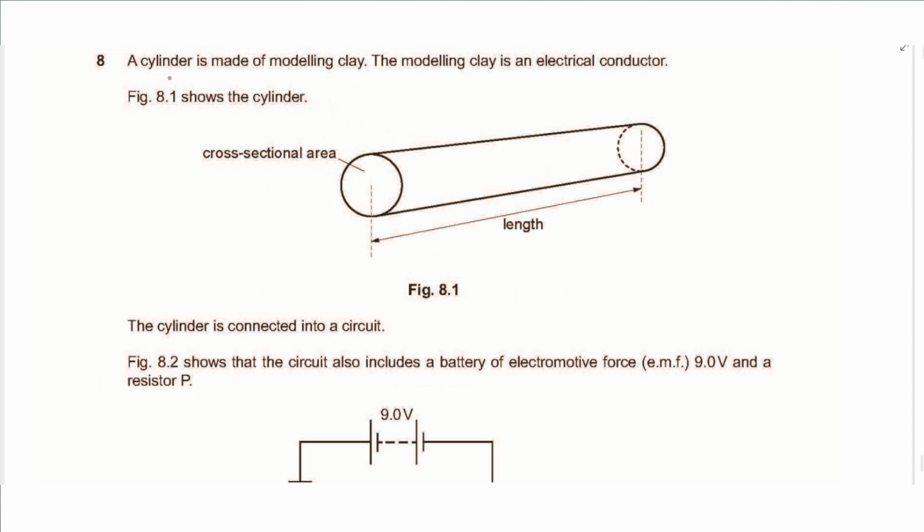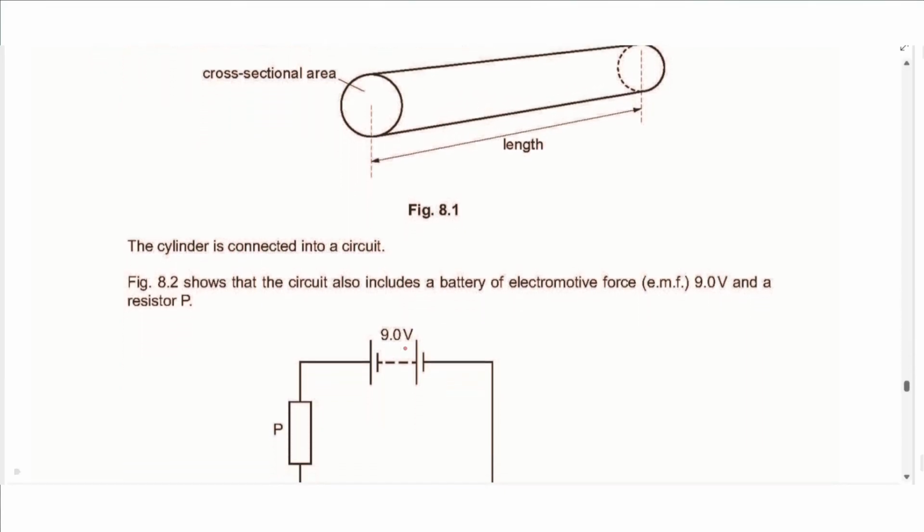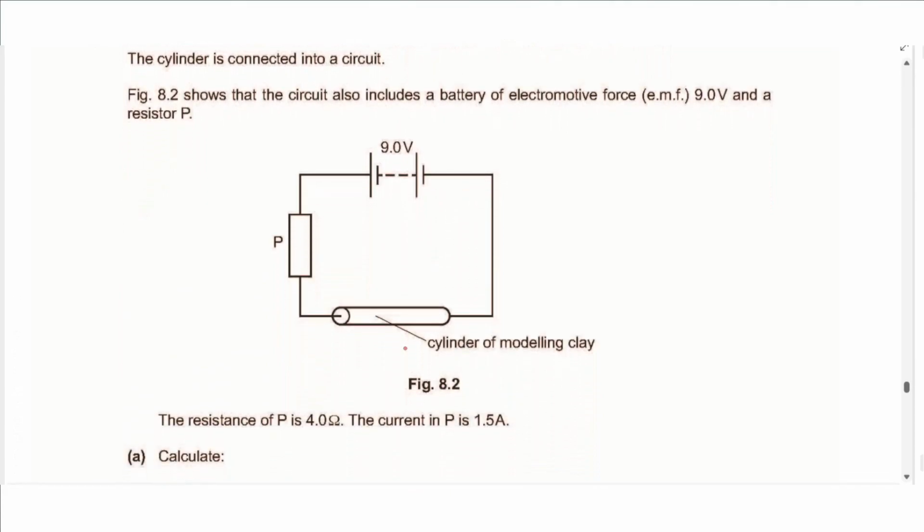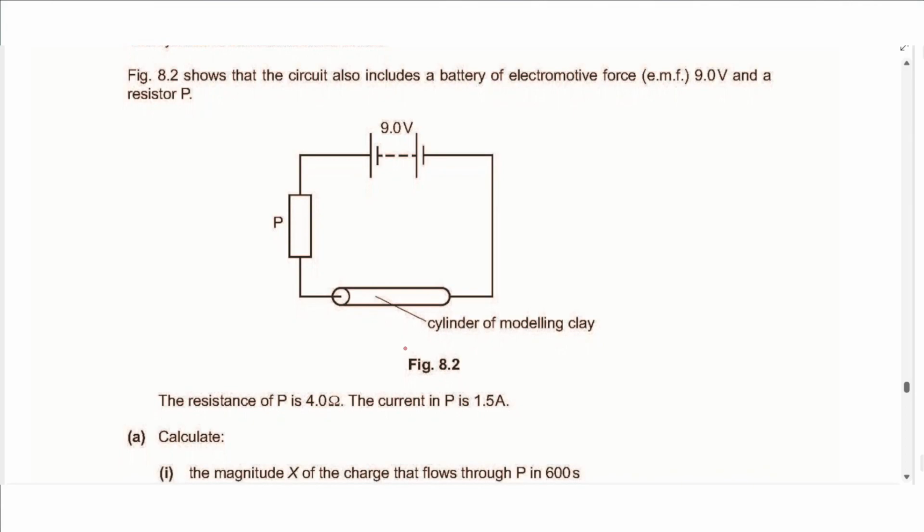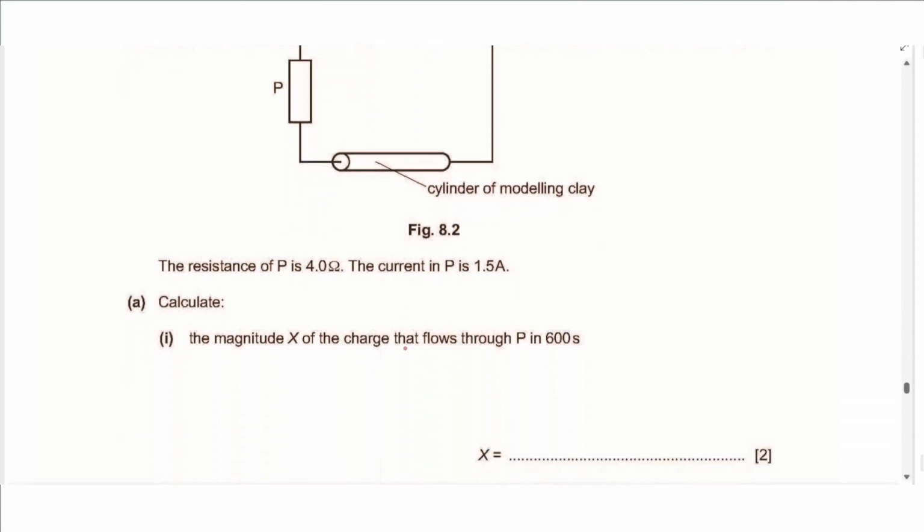Question 8 says a cylinder is made of modeling clay. The modeling clay is an electrical conductor. Figure 8.1 shows the cylinder. This is a cross section of the cylinder, and this is the length of the cylinder. The cylinder is connected into a circuit. Figure 8.2 shows that the circuit also includes a battery of electromotive force 9 volts and a resistor P. The resistance of P is 4 ohms, the current in P is 1.5 amperes, and since they are all connected in series, this is also the current in the battery and in the cylinder made of the modeling clay.